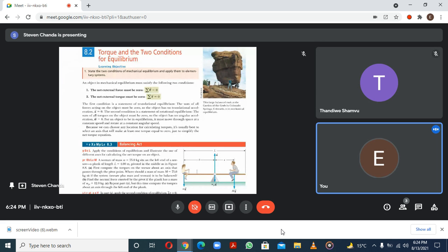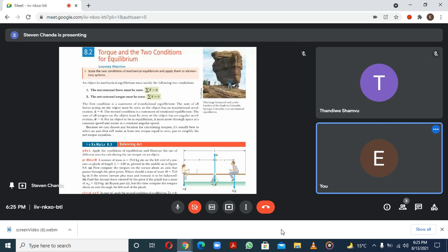So when an object has both a net external force of zero and a net external torque of zero, we say it's in mechanical equilibrium. And because we can choose any location for calculating torques, it's very important that we choose points where certain torques are going to be zero. We want at least one or two torques to be zero, because it's going to simplify the equation. Since you can choose any point of reference, whenever you are calculating, always endeavor to choose a point where certain torques are zero. That way you simplify your equation.